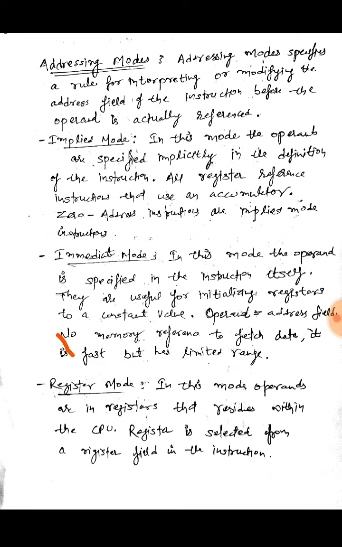In this mode, the operands are specified implicitly in the definition of the instruction. So in this case, the data is implicit in the instruction itself. All register reference instructions that use an accumulator, so zero address instructions, are implied mode instructions. Like if I say the instruction CLA, that is clear A, it will clear the accumulator. There is no register involved, no memory involved.